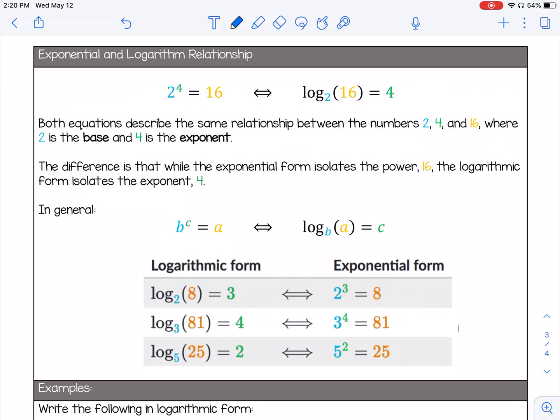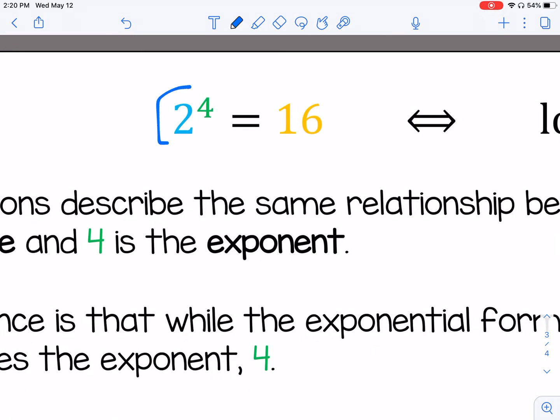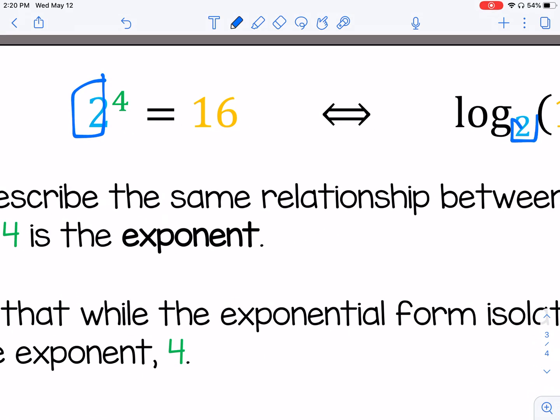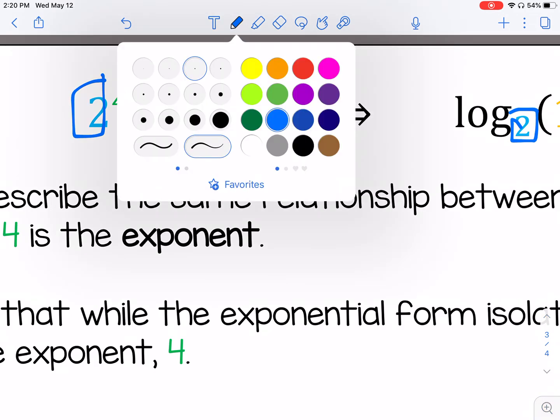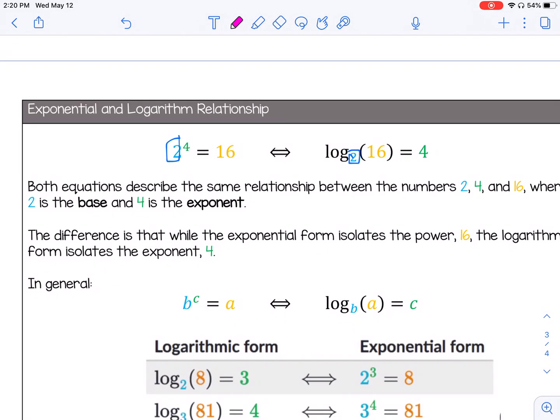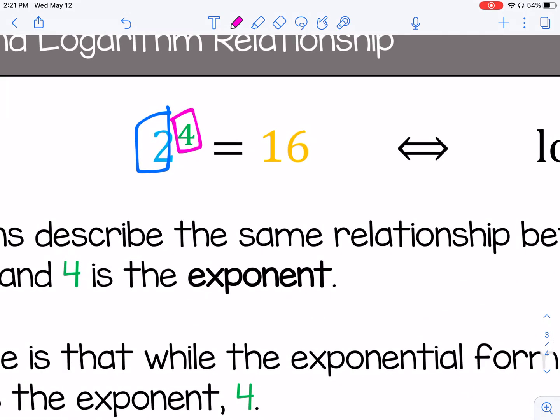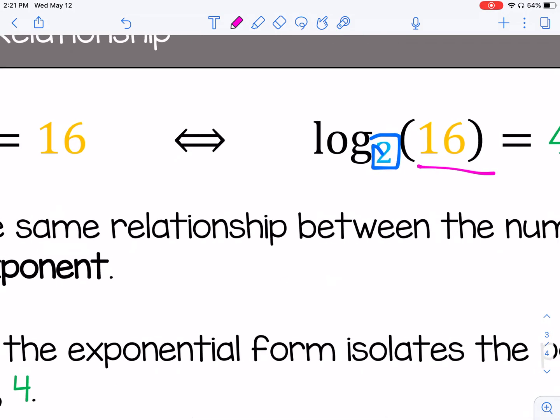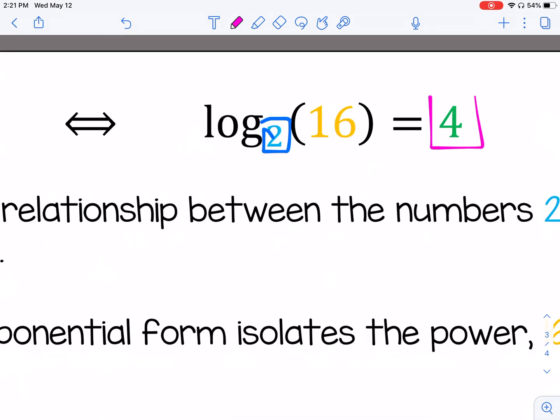2 is your base, so I want you to get markers again and put a box around these things, right? It's colorful in mine, but it's not in yours. So the 2's are your base. Put a box that's the same color around them, right? We can do a box like this and a box like this. And then we have 4 as the exponent. 4 is the exponent over here. 4 is isolated over here.